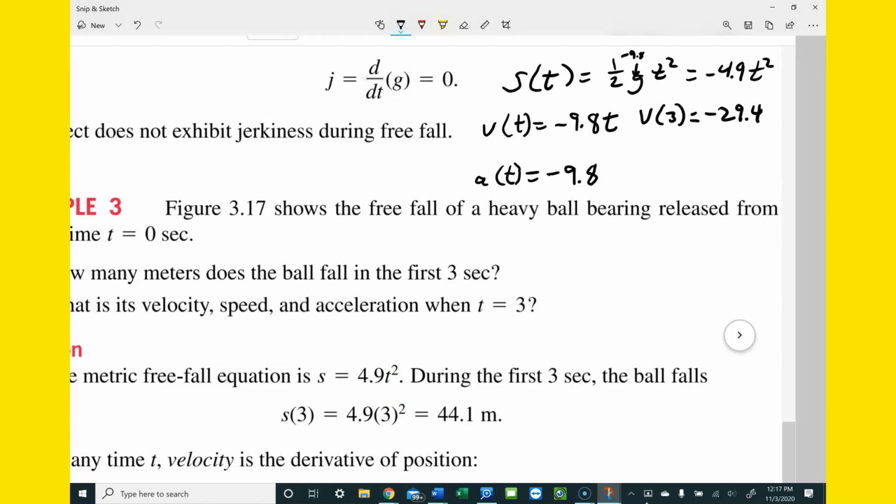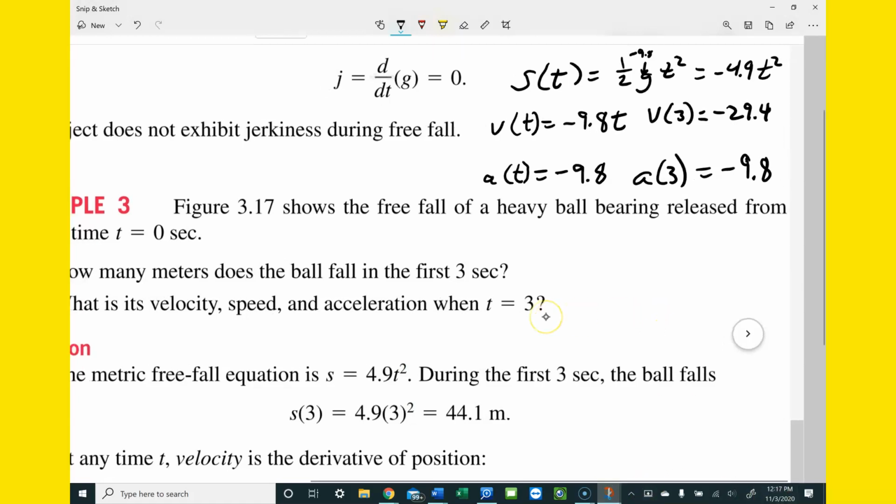Which means it's moving downward at that moment at a rate of 29.4 meters per second. That's fast. All right, the acceleration at that moment means you're going to plug in 3 to the acceleration. But notice the acceleration is a constant. There is not even a variable t that it depends on. No matter what you plug in, it's always a constant, negative 9.8. Which is kind of as we've said, gravity is a constant force.